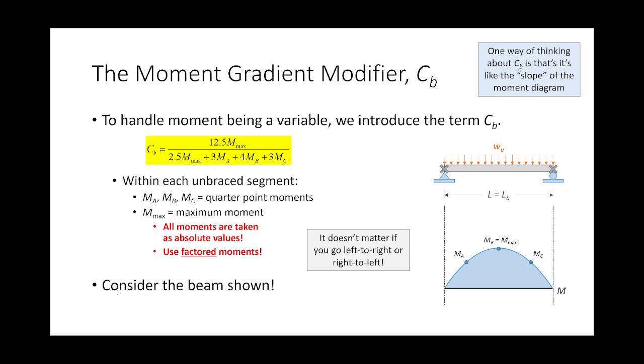So the formula is actually very easy. Here's the formula. We take 12.5 times the maximum moment divided by the following: 2.5 times the maximum moment plus 3M_A plus 4M_B plus 3M_C. Okay? I'm going to give everybody a sec to write this down. I really want to talk about this and make sure this is simple.